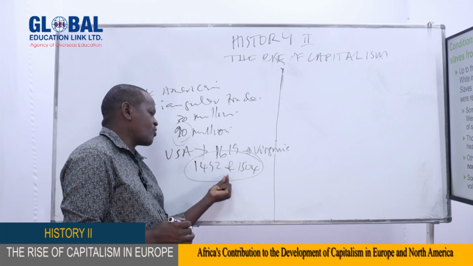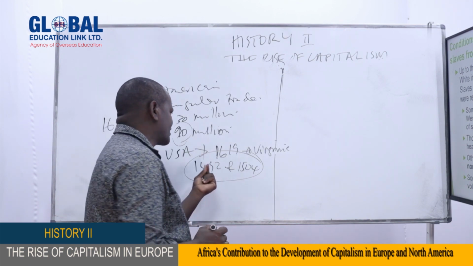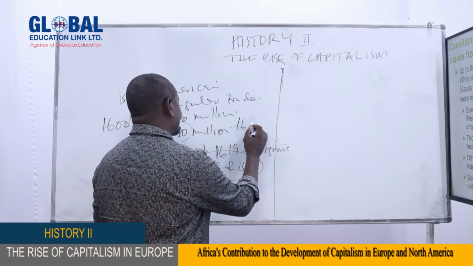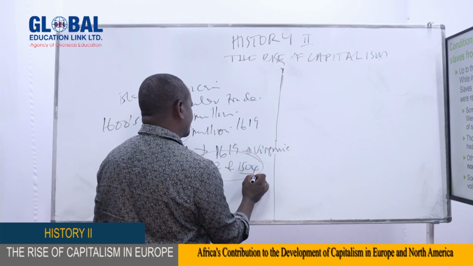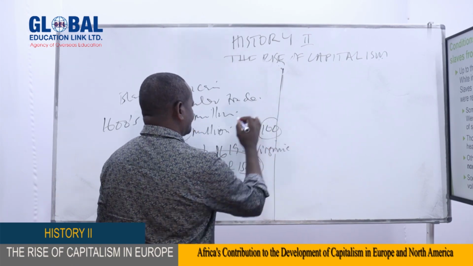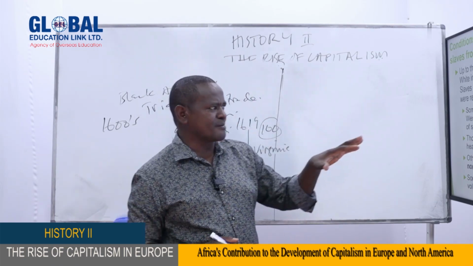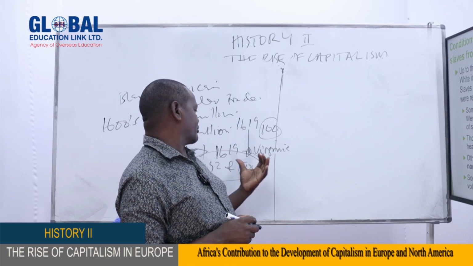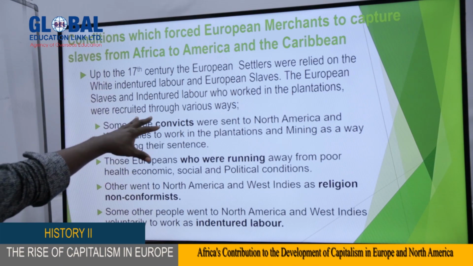The question is, who was working in these plantations before the arrival of the blacks? Because we said the black people arrived in what is today the United States in 1619, and this is 1504. So who was working in the plantations for those 100 years? The point here is, before the arrival of the blacks in North America, particularly the United States, some Europeans were brought to work there.